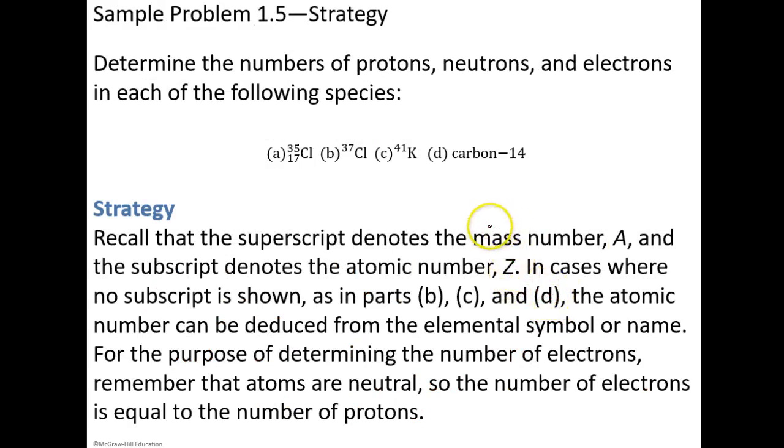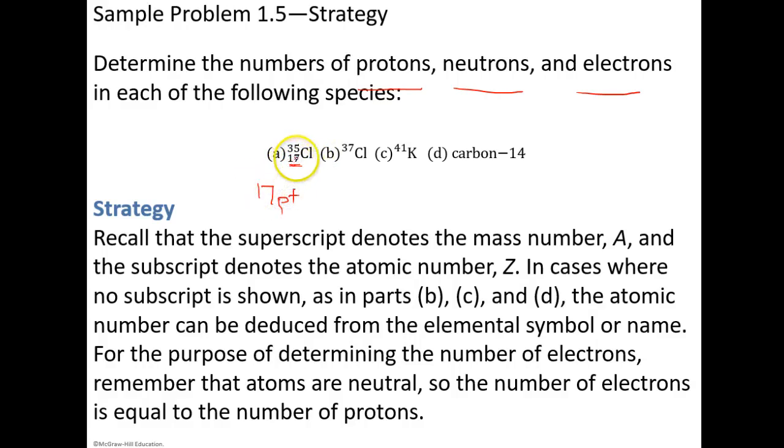Okay, here are sample problems. Let's do a sample problem real quick. Determine the numbers of protons, neutrons, and electrons. Okay, so we have a chlorine. First of all, let's do protons for chlorine. How many protons does chlorine have? You don't even have to look at your periodic table because the answer is right there. That's the atomic number. So 17 protons.